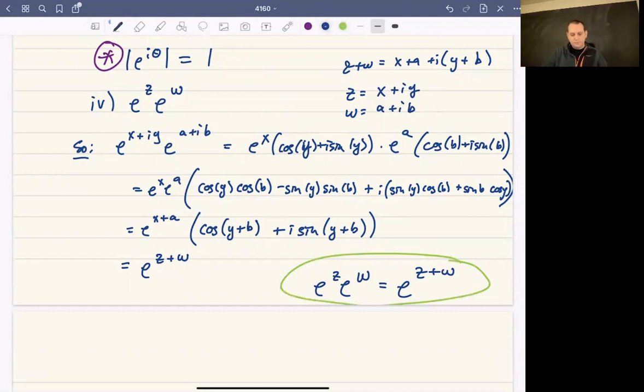Okay, and so that is basically what I wanted to say about exponential functions for now. There are a few other properties that we can define, but these are the main features of the exponential function.